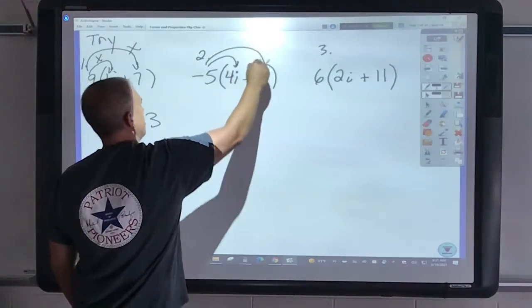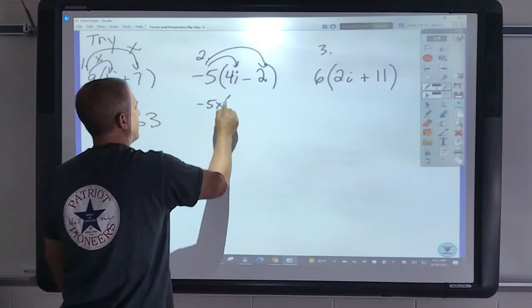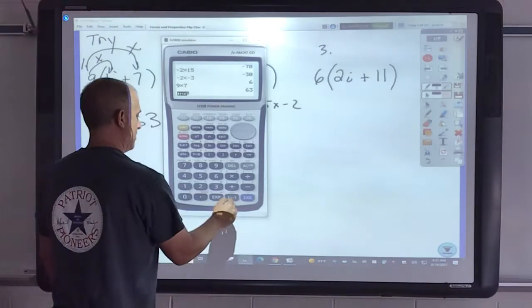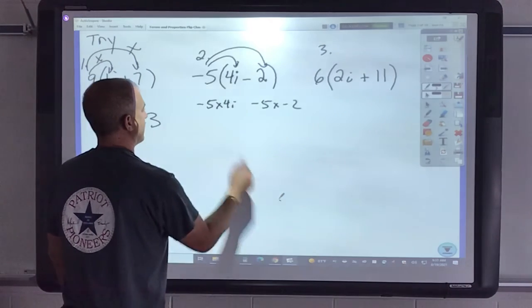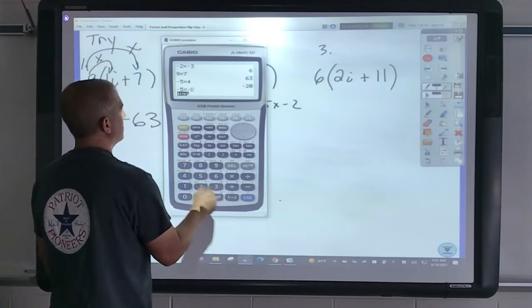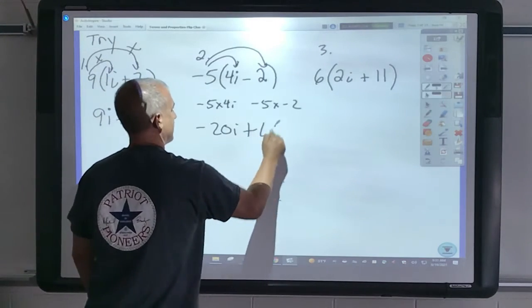This one, I'll write this one out. This is negative 4 times 5i, negative 5 times negative 2. Negative 5 times 4 is negative 20i. Negative 5 times negative 2 is positive 10.